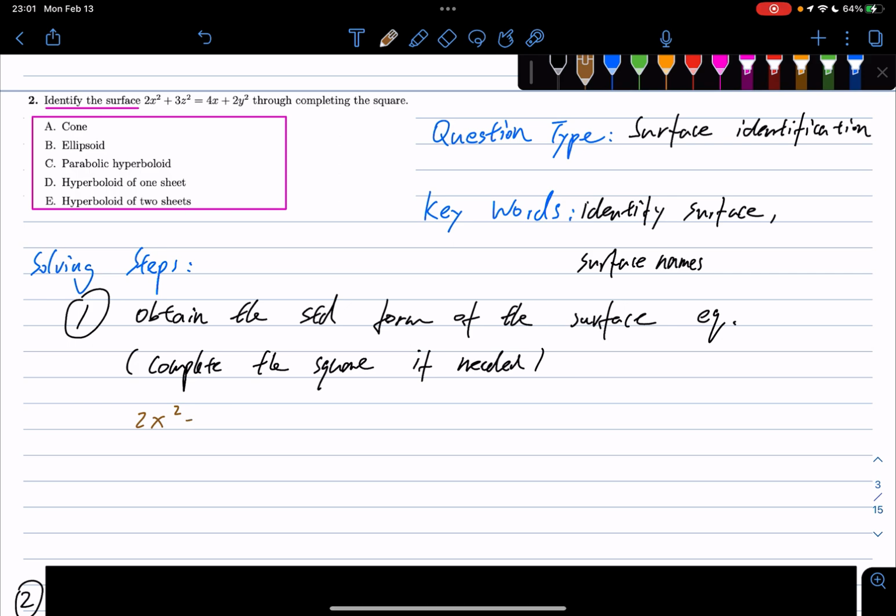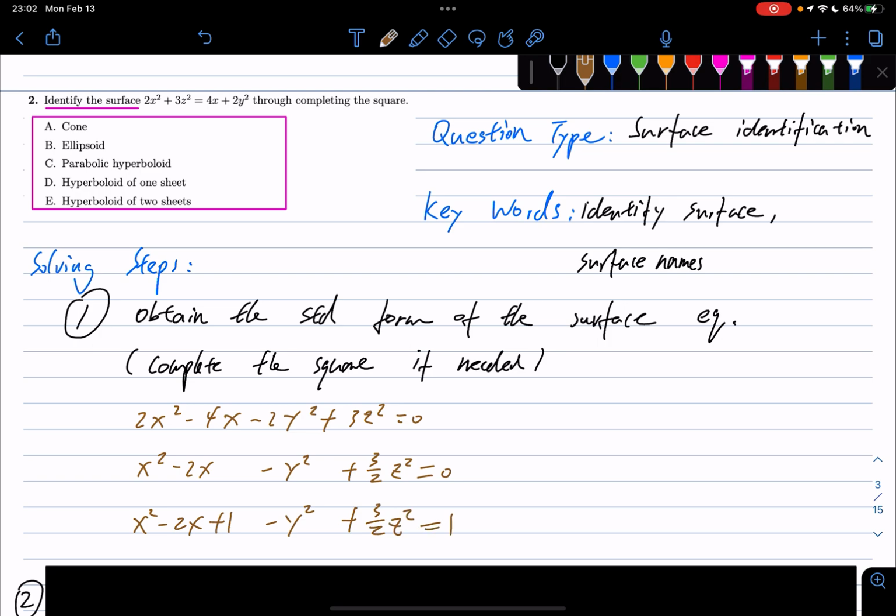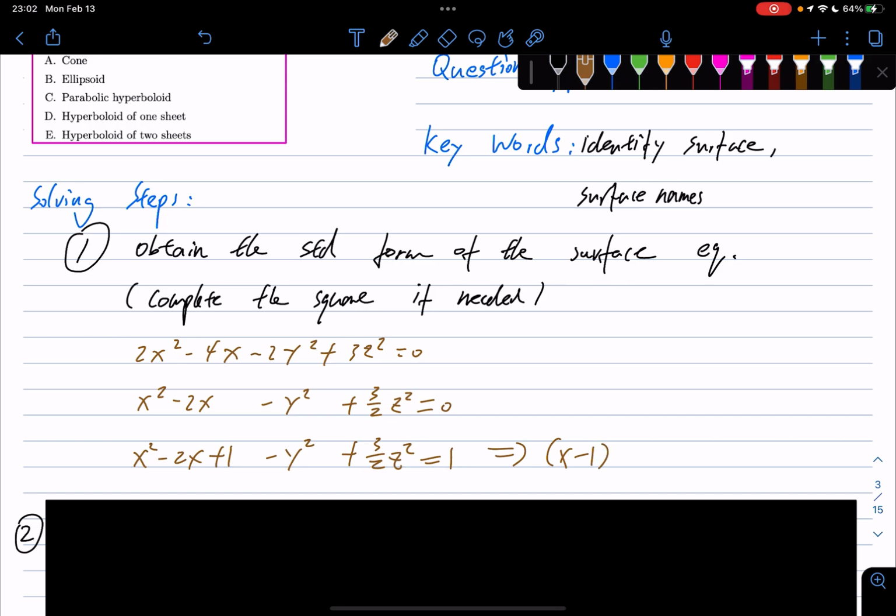So we have 2x squared minus 4x, moving things to the left hand side, minus 2y squared plus 3z squared equals 0. And then we're going to have x squared minus 2x minus y squared plus 3 over 2 z squared equals 0, dividing everything by 2. As you can see here, if we add 1 to both sides, x squared minus 2x plus 1 minus y squared plus 3 over 2 z squared equals 1. We're going to end up with (x minus 1) squared minus y squared plus 3 over 2 z squared equals 1. There you go. So this is the standard form, where all of the variables are grouped in one term instead of being scattered into multiple different terms.